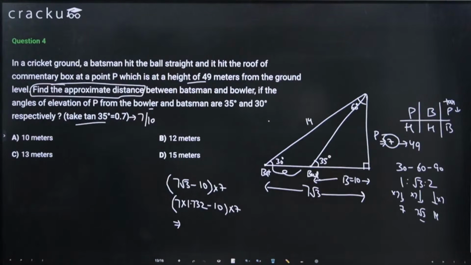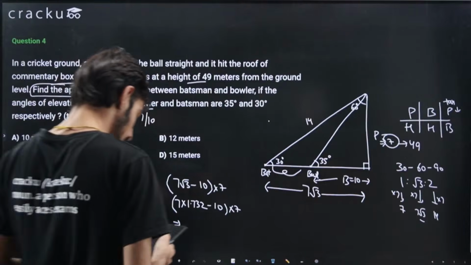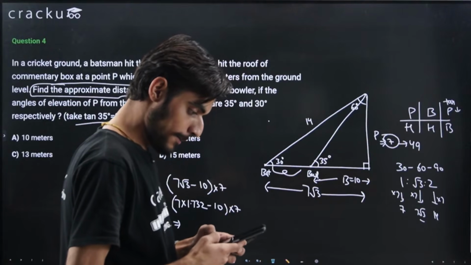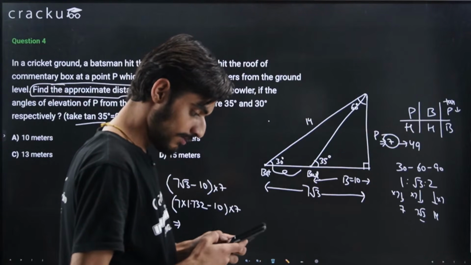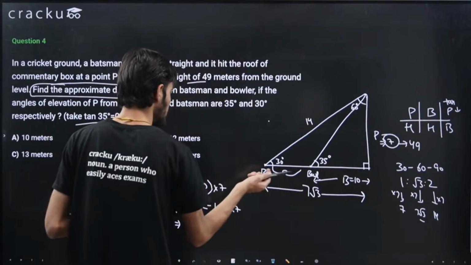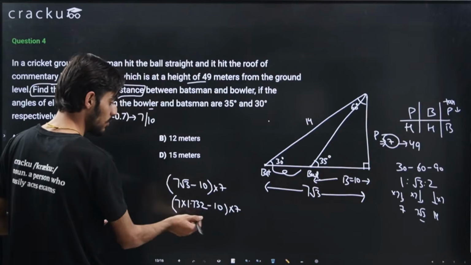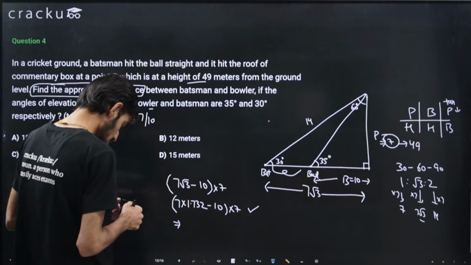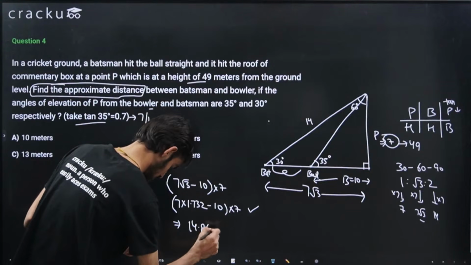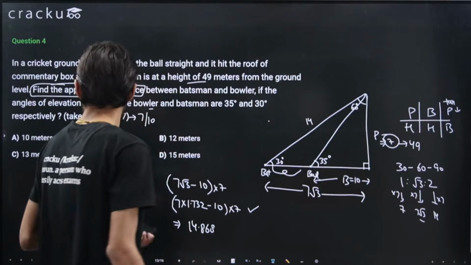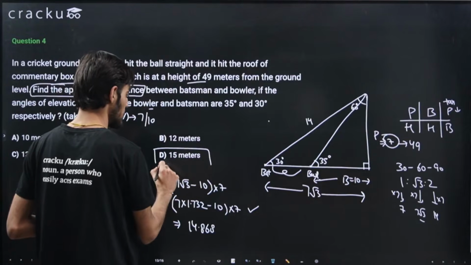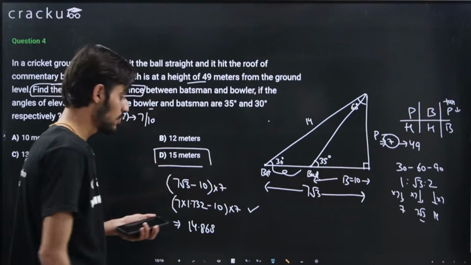Let me see what is the actual answer for this question. We need to just multiply 7 into 1.732 minus 10, multiplied by 7. So this is coming out to be 14.868. Of course, you will be getting a calculator in the exam. You can just use the calculator to do these calculations. So approximately this is equal to 15 meters, right? So you can write this as 15 meters. So option D should be the correct answer for this question.